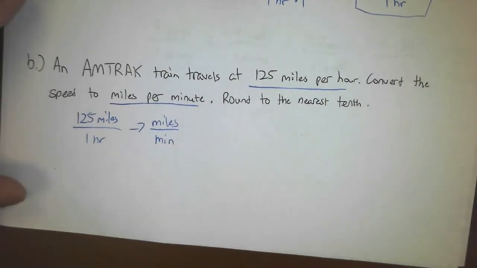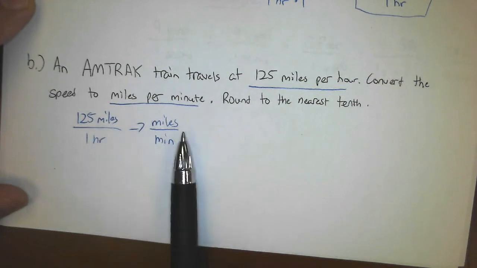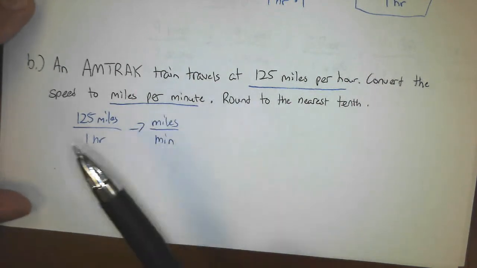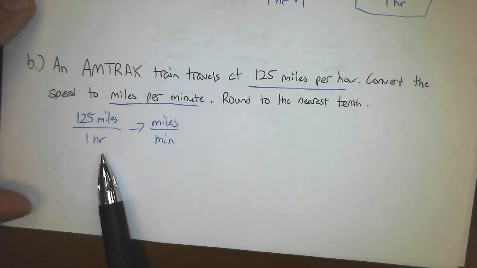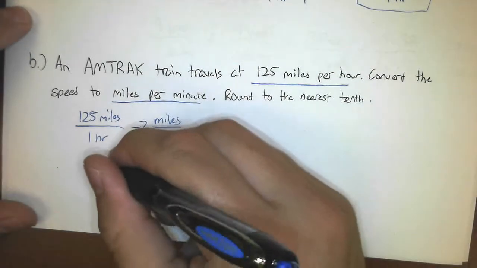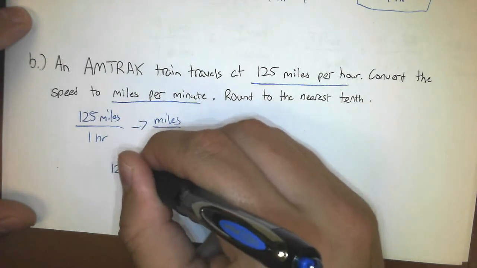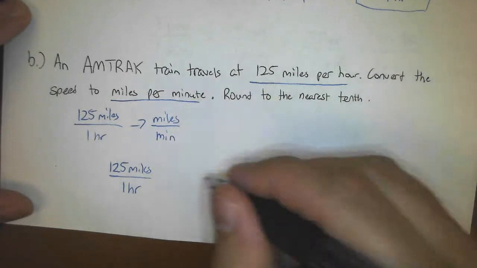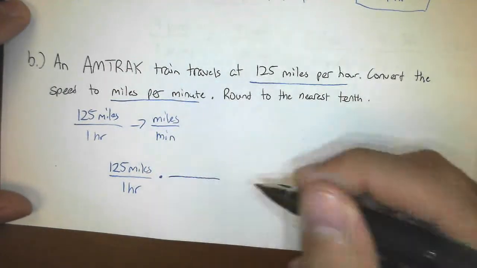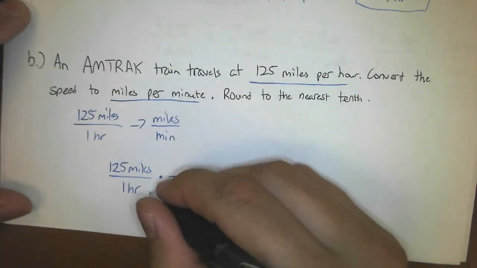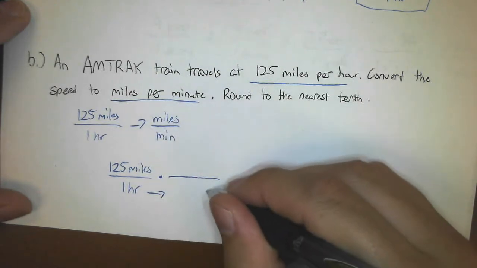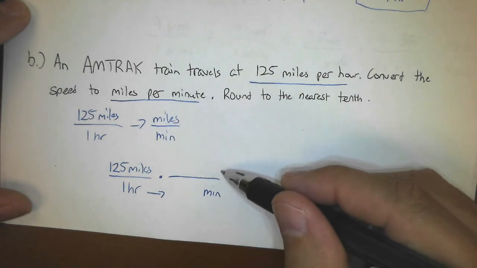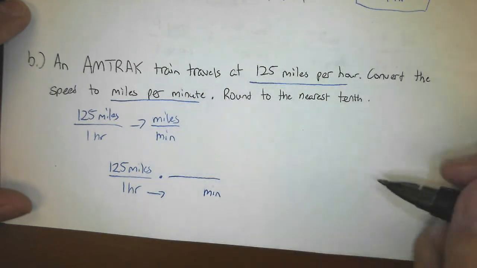So just like the last one, we're converting miles over to miles. We don't need to do that. It's already converted. There's nothing to convert there. So all we need to do is convert hours to minutes. So we're going to take our 125 miles over 1 hour. We're going to multiply. Again, we're converting hours to minutes. What needs to go on top? Our hours. That's what we're converting from.